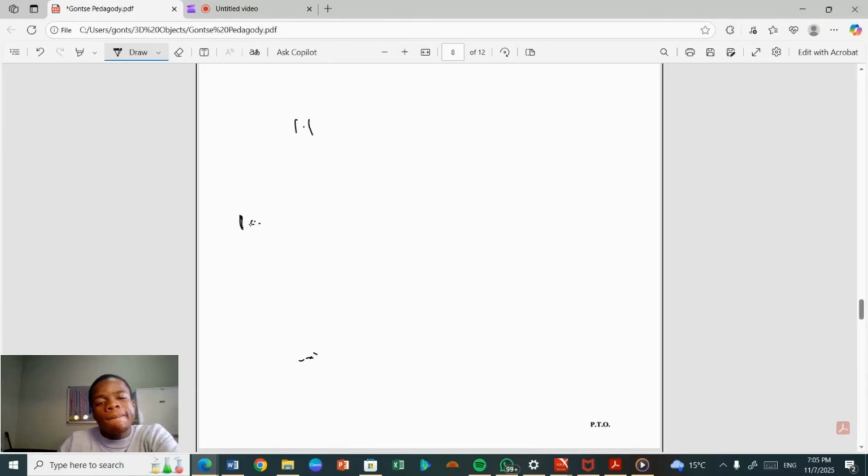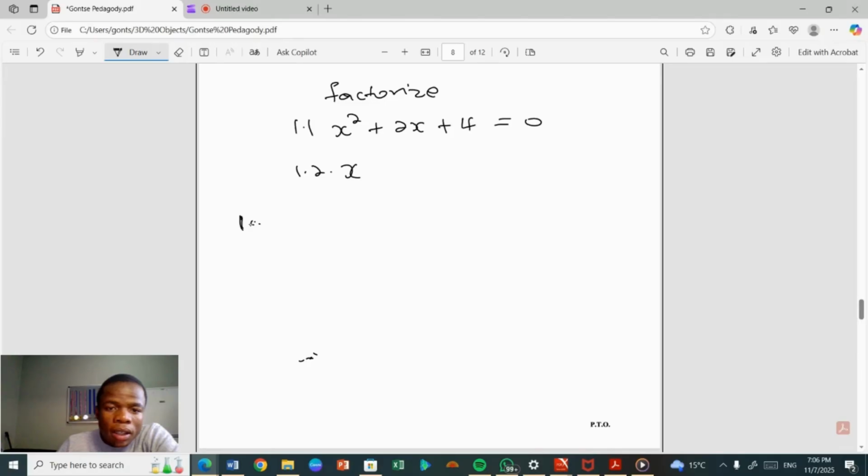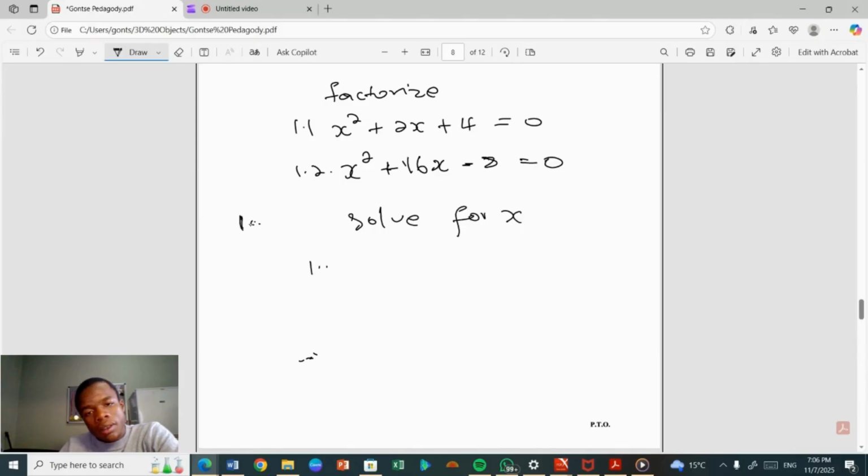1.1. I need you to go and factorize, right? 1.1: x squared plus 2x plus 4 is equal to 0. 1.2: x to the power of 2 plus 16x minus 8 is equal to 0. Then solve for x simultaneously.